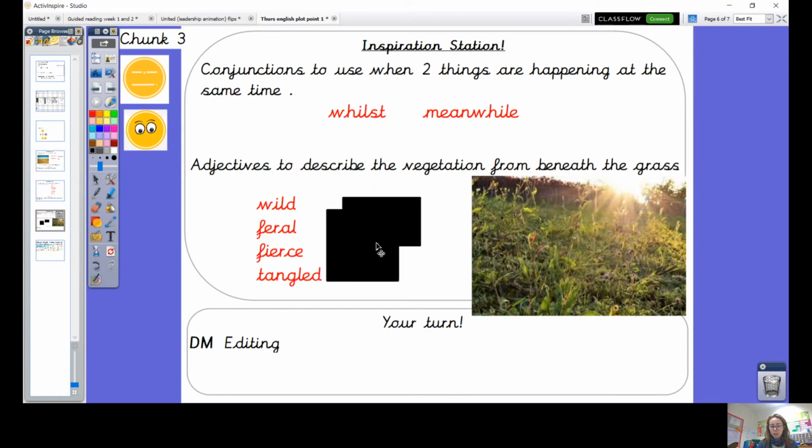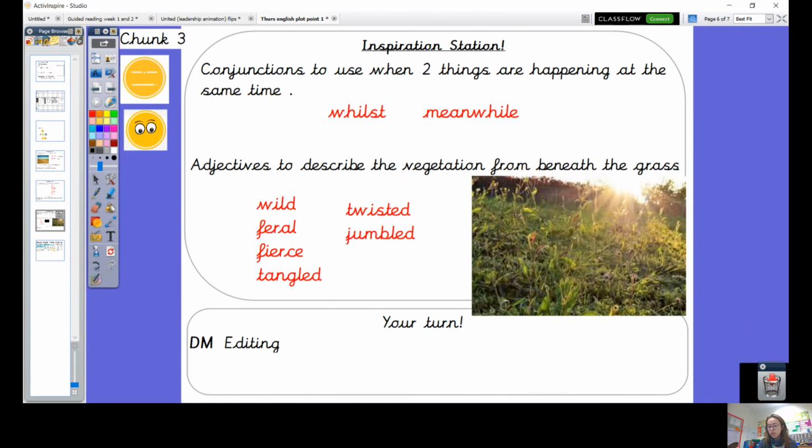Okay, here's some ideas. You may add a couple of mine if you like them to your list, or you might have enough already. So I've got the word feral. That means it's another word for wild, it means like really wild, out of control, fierce, tangled, twisted, and I've got jumbled as well. I quite liked those words. So you may add a couple of those if you really liked them to yours.